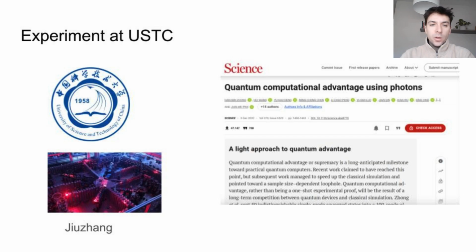They developed a photonic quantum computer named Jiuzhang, which successfully implemented boson sampling with 76 detected photons. The researchers claimed that generating the same number of samples with a classical supercomputer would require about 600 million years, whereas Jiuzhang accomplished this in seconds.